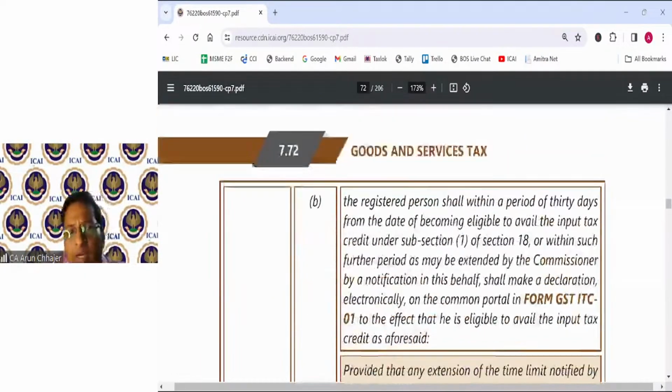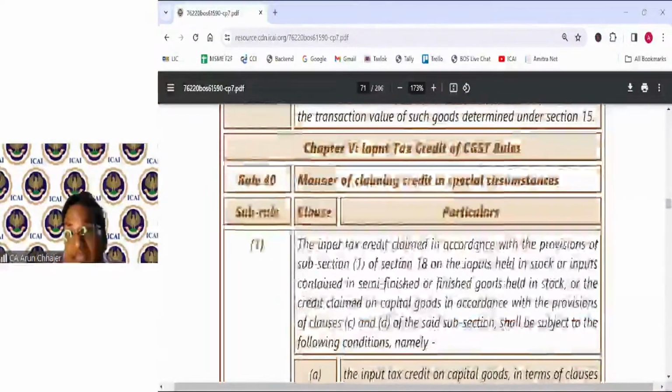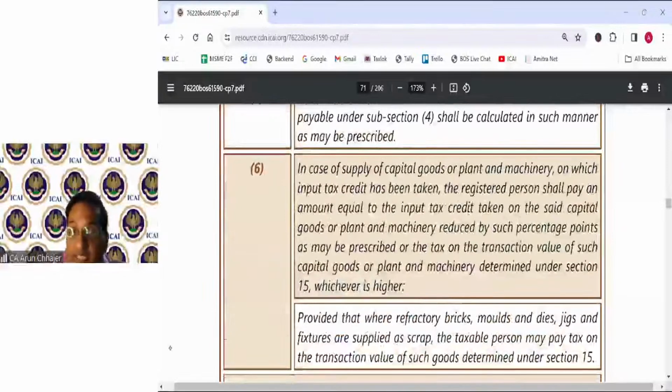Why does 5% per quarter appear to be more correct? I'm not saying it is 100% correct. Which one is correct? There is a conflict. So why does it appear more correct?